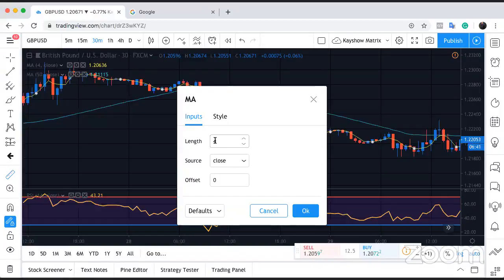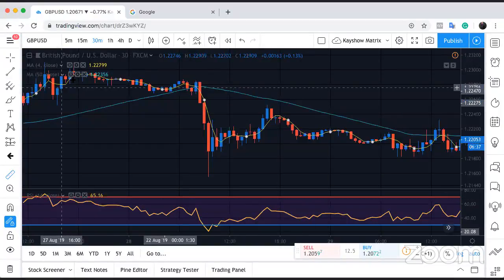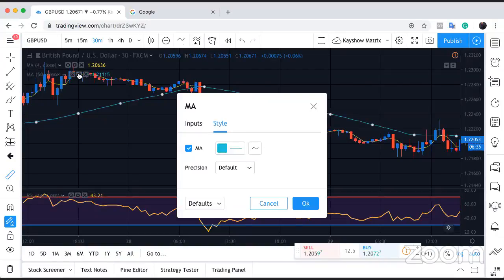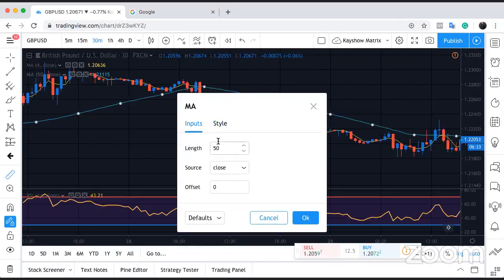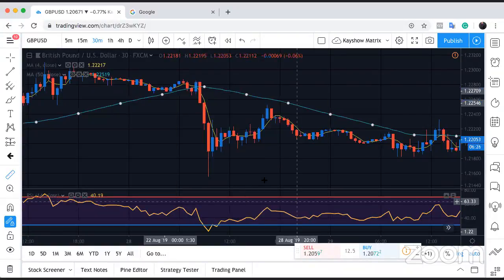So the first one is 4, and the color of that one is yellow. And then the other one, which is 50, and the color is aqua. You can use any color you want, and then you say okay.